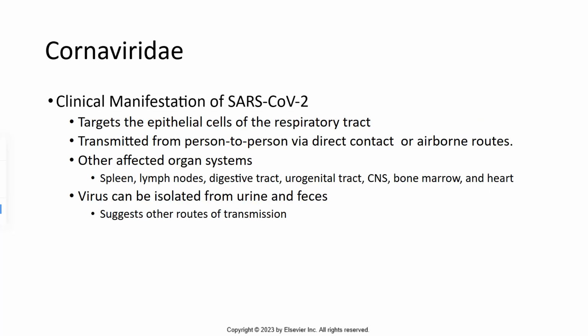It targets epithelial cells of the respiratory tract. It is transmitted from person to person via direct contact or airborne routes. Other affected organ systems: spleen, lymph nodes, digestive tract, urogenital tract, CNS, bone marrow, and heart. Virus can be isolated from urine and feces, which suggests other routes of transmission.